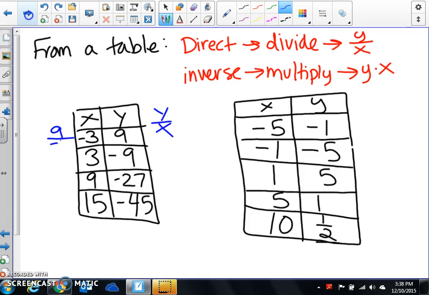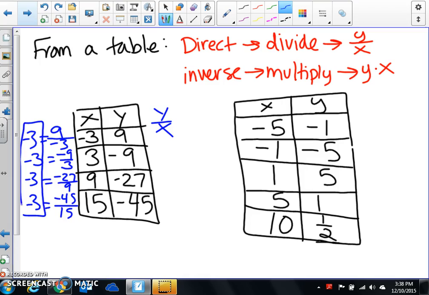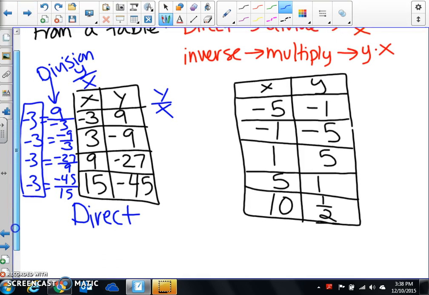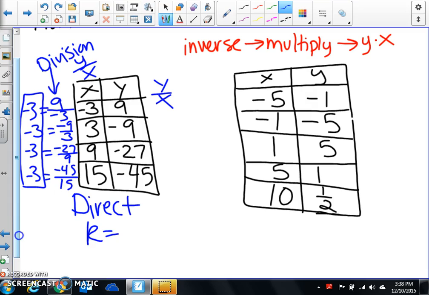So 9 divided by negative 3 is negative 3. Negative 9 divided by 3 is negative 3. Negative 27 divided by 9 is negative 3. And sure enough, negative 45 over 15 is negative 3. Since these are all negative 3, and since I used division, I used y over x, this is a direct variation. Remember, think direct, division, okay? And my k, my constant of variation, is negative 3.